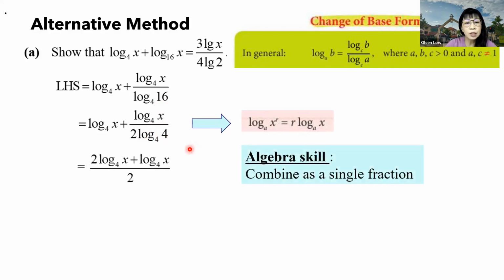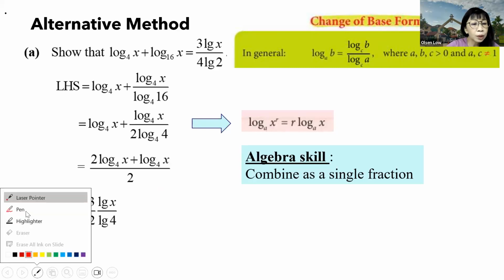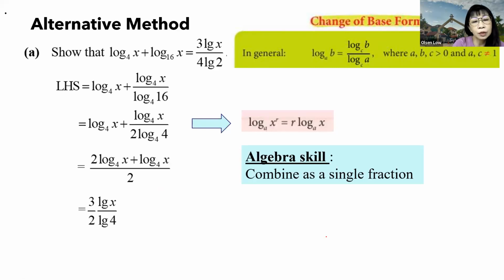So with this, again, I combine algebra skill of combining them as a single fraction. This is what I have. Combining this together, you notice that I get log x and log 4. Some of you may ask, how do I actually get this? I actually skipped one step. If I am looking at this expression here, what I get is 3 log base 4 of x over 2.